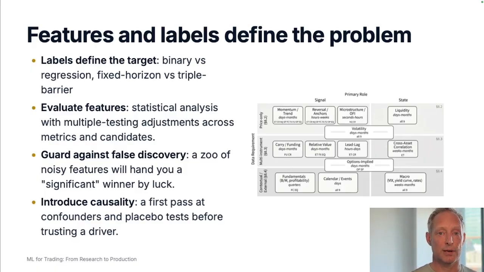We evaluate these features carefully using statistical methods that adjust for multiple testing. This is quite important because false discoveries are very easy to produce in finance. If we test enough features, enough labels, enough universes, and enough model variants, some of them will look good by chance. So we need methods that help us distinguish genuine evidence from search-driven artifacts.